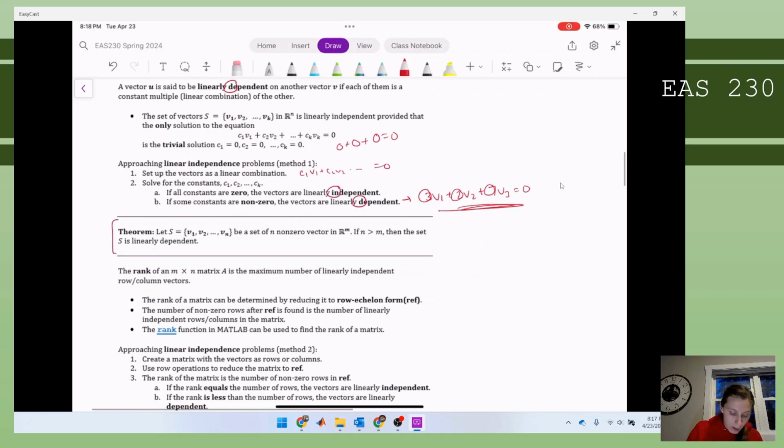Then we have this theorem here. You can call this method 2, or method 1.5, which tells us that if we have n vectors in Rm. So here n is my number of vectors. In Rm, the space they live in.